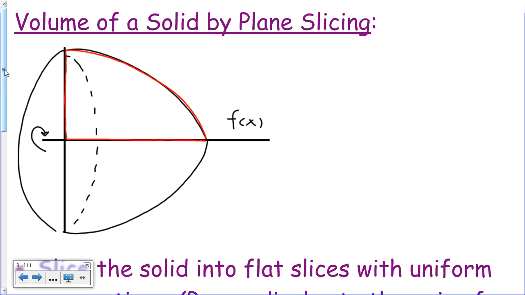So I'm going to come back up here to our original region and just draw in one slice of this. Let's say that we took that section right there and sliced it. And what I want to do is take that slice and rotate it around this axis and end up with what that slice looks like when I rotate it around.